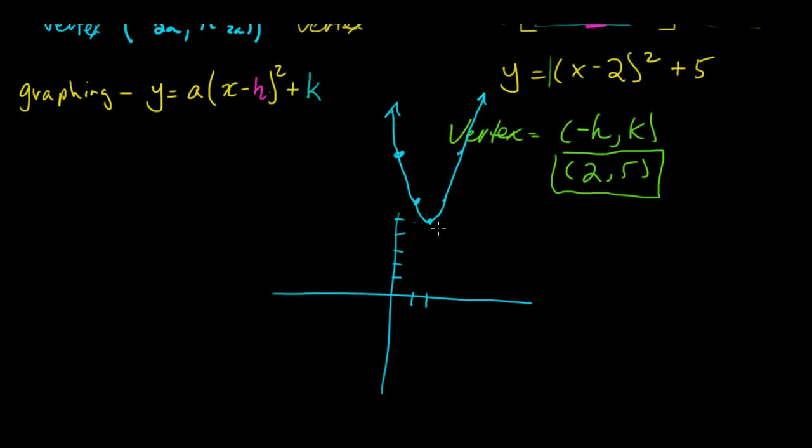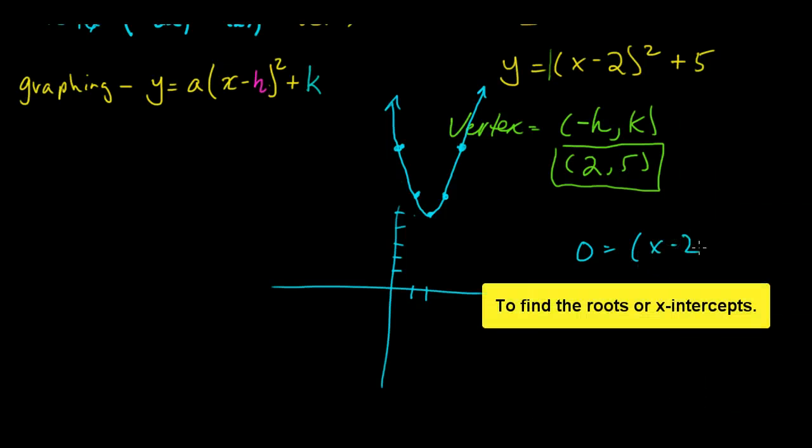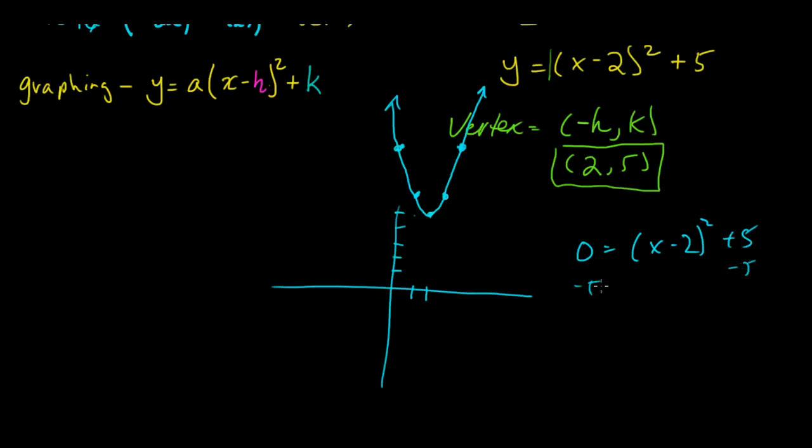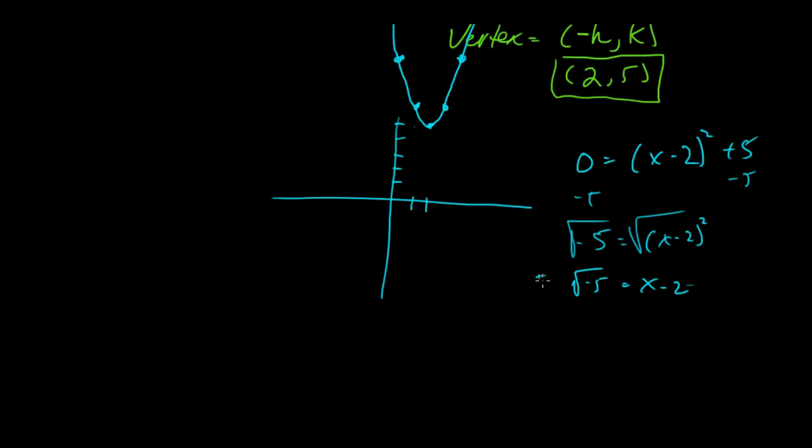Notice that if I were to set this equal to 0, 0 is equal to x minus 2 squared plus 5, I would be solving for where, if at all, this graph would cross the x-axis, and as you can see, it doesn't. So what does that look like? Minus 2 quantity squared. I'd have to take the square root of both sides, and I would get the square root of negative 5 is equal to x minus 2, or plus or minus that. x is equal to 2 plus or minus the square root of 5i.